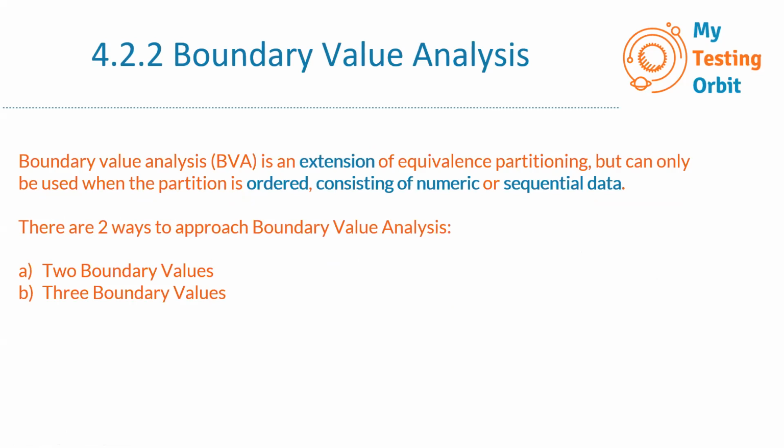Okay, so why are we saying that? Because if the data is not in a specific order, then we can't apply proper partitions, and then we can't identify the boundaries of that data. The same goes for numeric or sequential data. So we do have some conditions, and based on that only we can apply boundary value analysis. There are 2 ways in which we can use boundary value analysis: 2 boundary values and 3 boundary values.